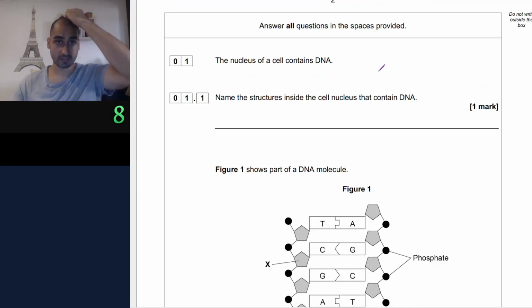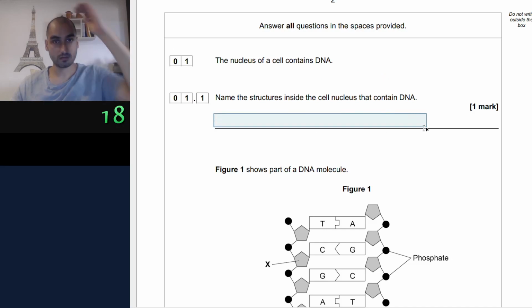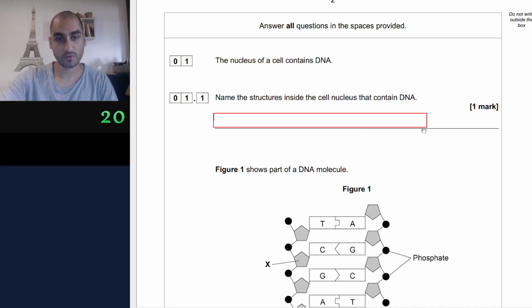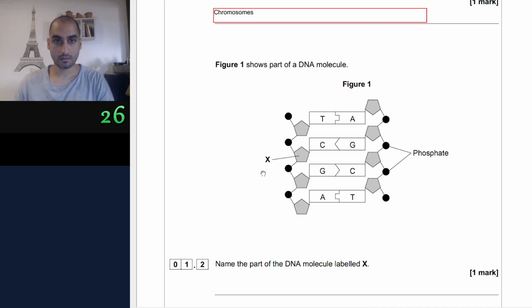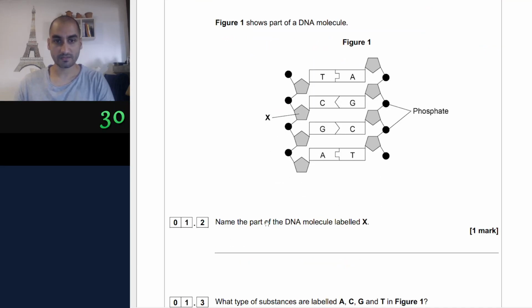The nucleus of a cell contains DNA. Name the structures inside the cell nucleus that contain DNA. Chromosomes, right? Not genes. Well, chromosomes are made up of DNA molecule. Name the part of the DNA molecule labeled X.